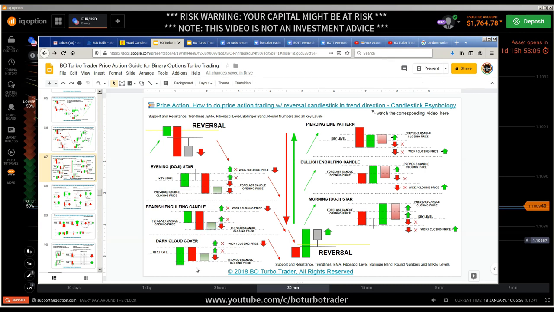So the next one, the dark cloud cover. You see, when you have understood the concept, and that is what I want to try to teach you, yes? The concept. I don't want you to remember this kind of stuff by heart, yes? That you know exactly that the candlestick has to look like this. This candle can also be like this. For example, like this, yes?